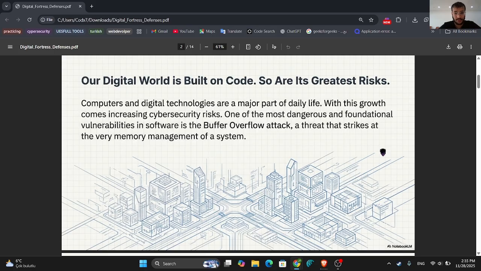Our digital world is built in code, but with this power comes incredible risk. Every day, cybersecurity professionals face a sophisticated attack targeting the very core of how computers manage memory. One of the most dangerous and foundational vulnerabilities is the buffer overflow attack, a threat that strikes at the heart of system memory management.